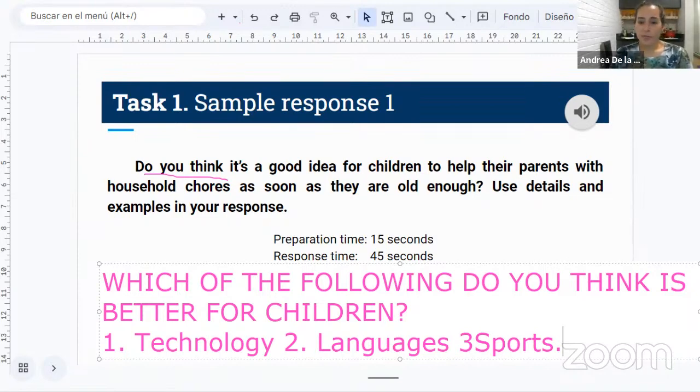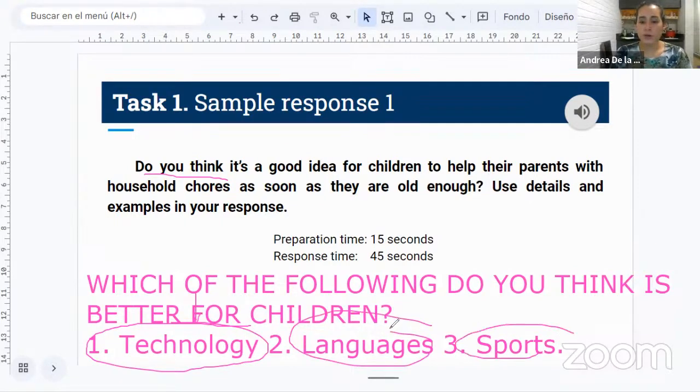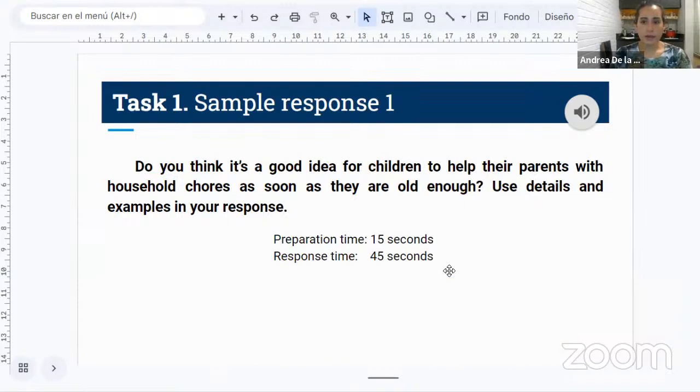And I know that if we actually think about it and we're trying to do the right thing, there's not a reason why children have to choose, right? One answer could be, well, I think that they could do the three of them. The three of them are equally important for children. That could be an answer in real life, but not for the TOEFL test. In the TOEFL test, you need to make sure that you always choose one of the options. So you need to focus only on technology, only on languages, or only on sports. Okay? Is that okay so far? Do you have any questions about what we just said?